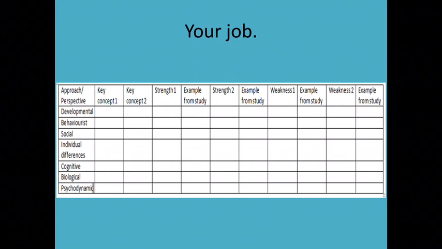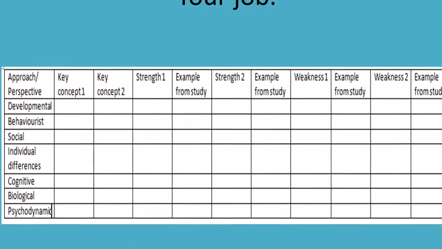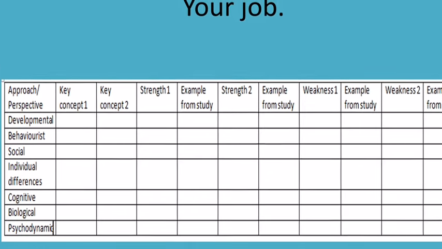You will find on Teams that I've uploaded a Word document that's this big table, and all you have to do is, for every approach and perspective, fill in 2 key concepts, a strength, an example of where that strength appears in a study, do that again, and then 2 weaknesses that are contextualized. Couldn't be simpler. I could just leave you to it, but I'm not going to. I'm going to give you some examples of things that you could fill in different areas there, just to help you out. So get yourself a copy of this electronic document in front of you now.